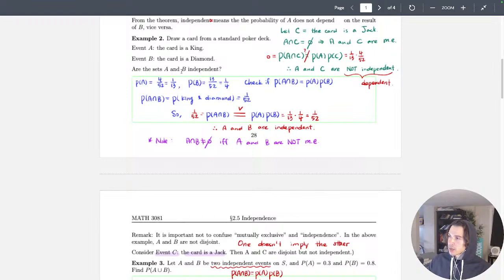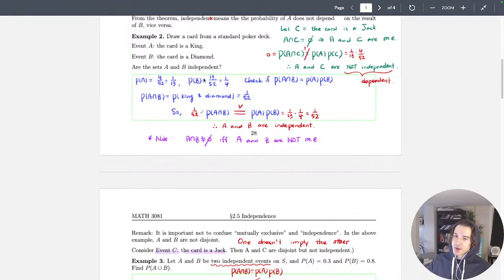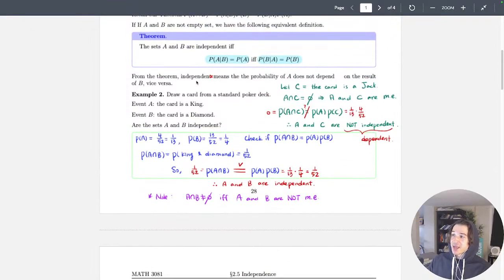Draw a card. Are sets A and B independent? A and B are independent. So this is like a little trick, right? Because you might think that because a king could be a diamond and a diamond could be a king, there is some dependence there, right? The probability of getting a king seems somewhat linked to the probability of getting a diamond, because 1 in 4 kings is a diamond. But when you think about it purely mathematically and seeing if the events satisfy this condition, then you're not going to rely on the intuition. You're going to actually check.